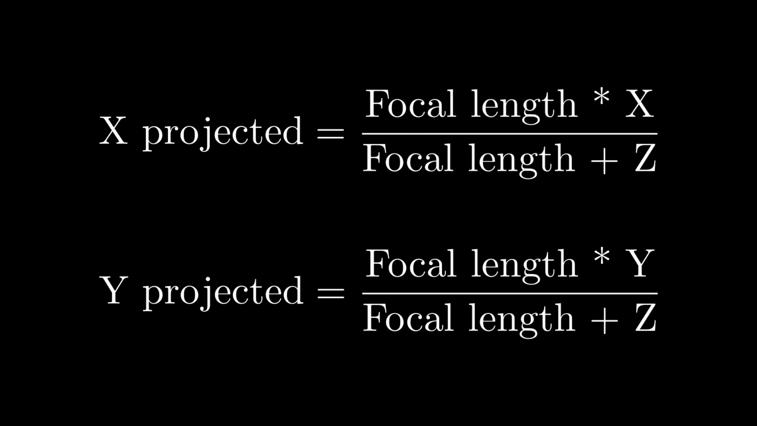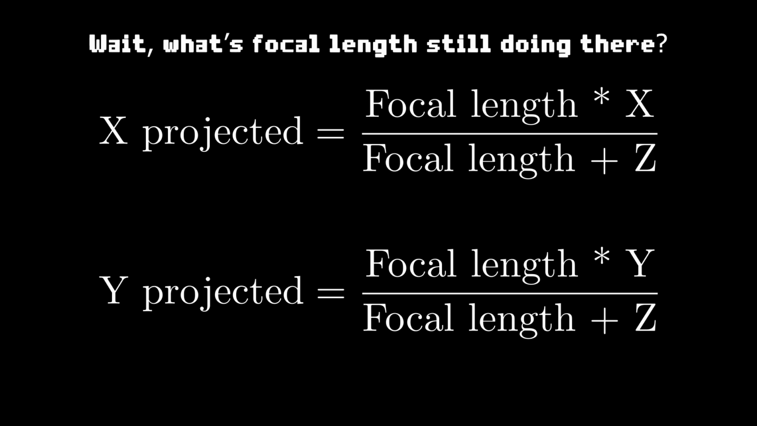You'll notice that we still have this variable focal length in the equations, and that's completely normal. That just means we get to choose how close the camera is to the screen when we project.